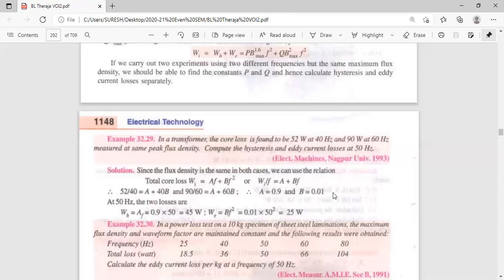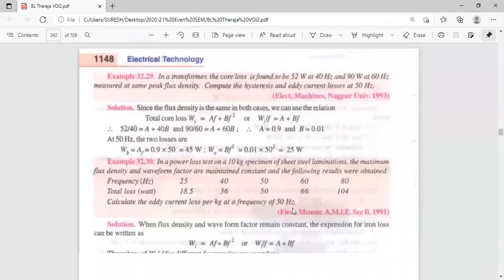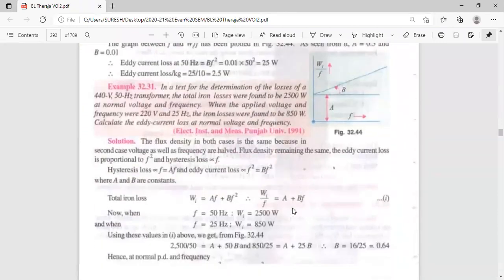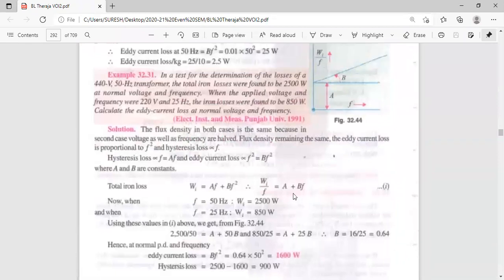If you have completed, tell me and we'll go to the next problem. Yes, sir. Complete. Okay. Now see the next problem. Take down this question: in a test for the determination of losses of a 440 volt transformer, total iron loss is this.